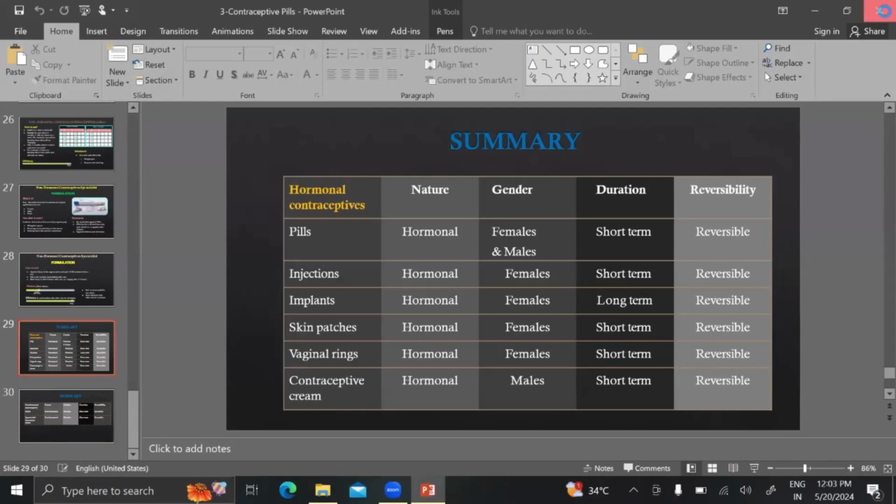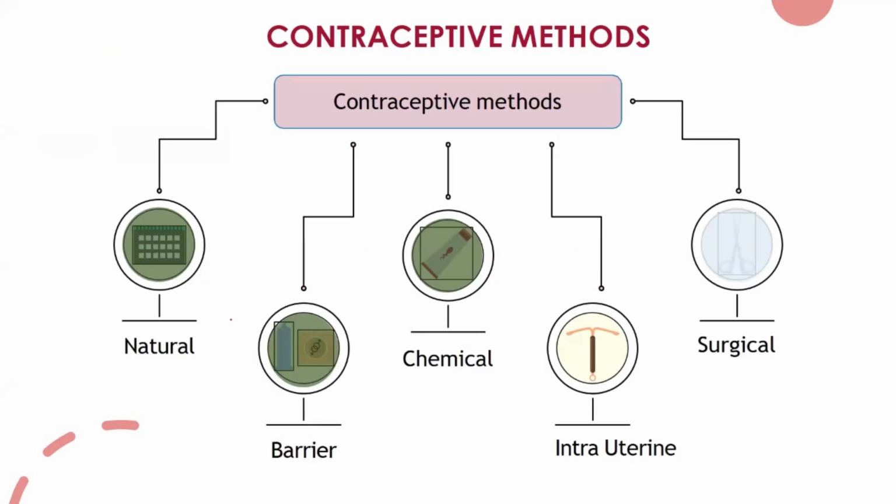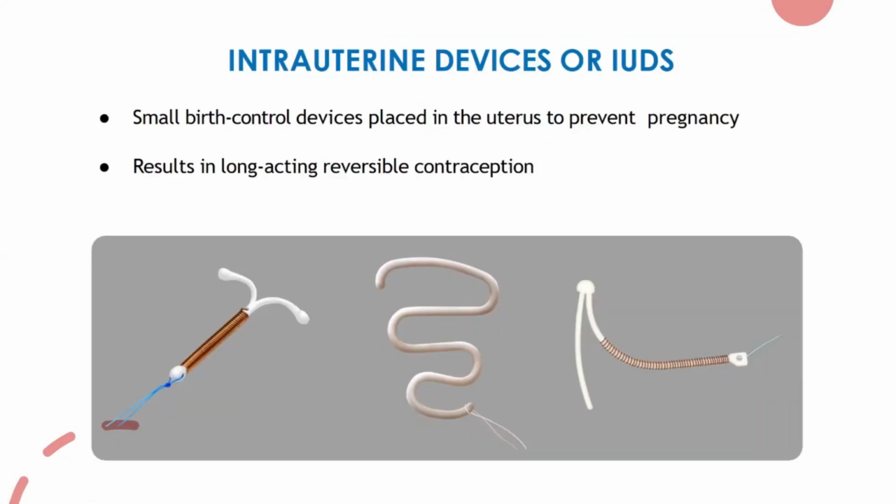Okay. So we have studied barriers, chemical contraceptives, and we also studied the natural way. Now we'll study intrauterine devices or IUDs. These are small birth control devices that are inserted into the uterus to prevent pregnancy. They are helpful for long acting reversible contraception. Once the device is removed from the uterus, the female has a chance of getting pregnant again.